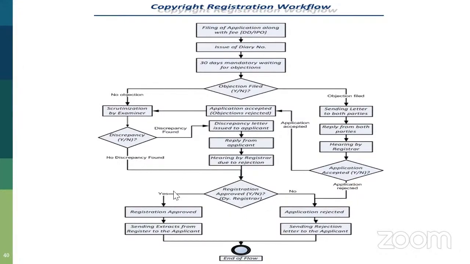And once it is approved, the next stage is registration. Okay. And if the application is rejected, then they will send you a rejection letter also. And if the application is approved, then they will give you an extract with copyright seal and the other information with the certification to the particular person or a group of people, right? They can claim this one.